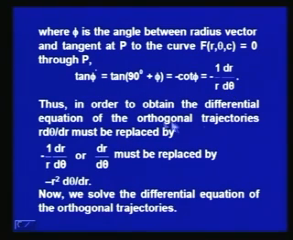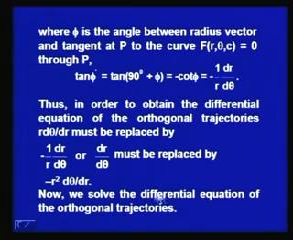the differential equation of the orthogonal trajectories, r d theta by dr in the given differential equation of the family of curves f r theta c equal to 0 must be replaced by minus 1 over r dr by d theta. We can say that d theta by dr there must be replaced by minus 1 over r square dr by d theta. We can take the reciprocal and say that dr by d theta in that differential equation of the family f r theta c equal to 0 must be replaced by minus r square d theta by dr.